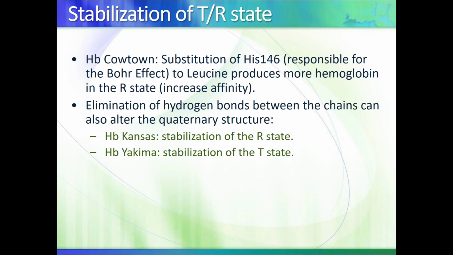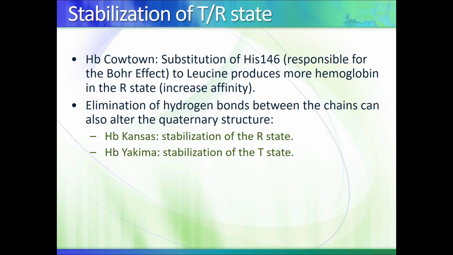Now you can have mutations that can also affect the T and R state. That basically results from mutations that affect the interaction between the chains, particularly alpha 1 and beta 2. So right here you can have substitution, for example, of histidine 146. We talked about histidine 146, which is the very last amino acid in the beta chain. If it changes to lysine, that produces a hemoglobin that is more often in the R state.